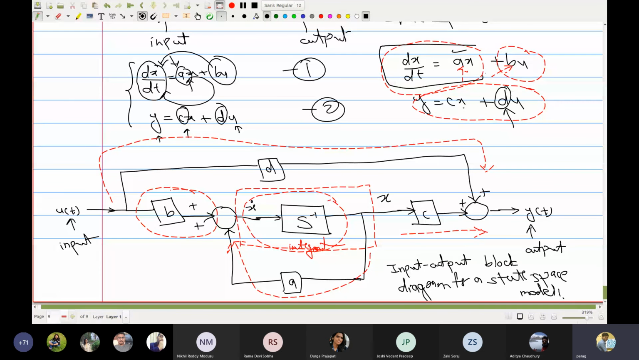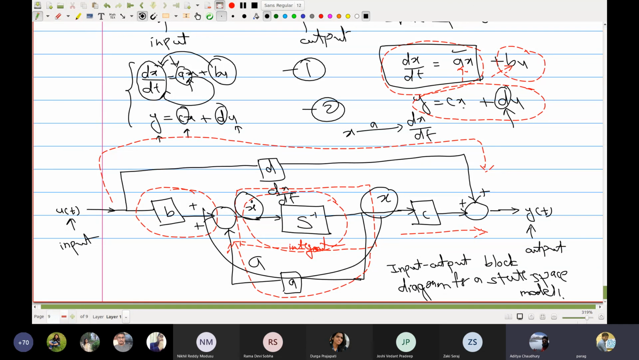If you consider this part only, then what happens? I have x and I multiply x with A. What do I get? dx by dt. So this one is dx by dt. I start with x, multiply it with A, and I get dx by dt. How do I get dx by dt? By two methods, Ax and Bu. There should be an adder there.